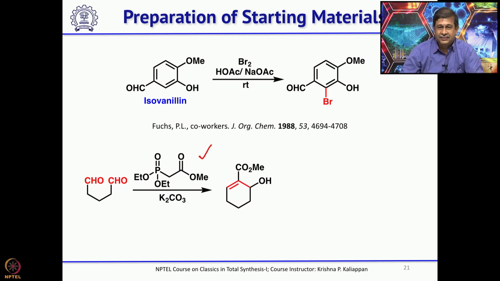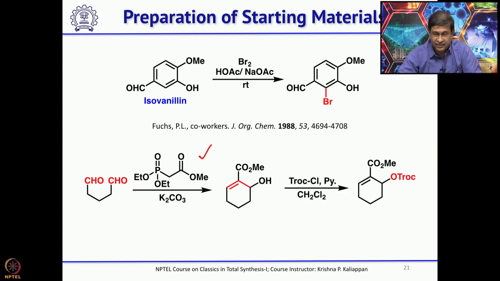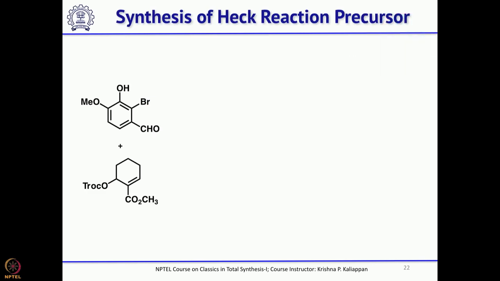Once you have that, you have to form the allylic carbonate. That was done with chloroformate. So this is ready for the palladium catalyzed reaction. What you should do is combine these two, and once you have these two fragments, the next step is the asymmetric allylic alkylation.